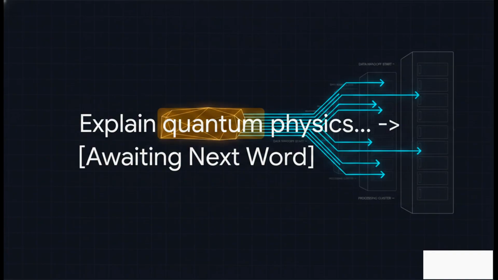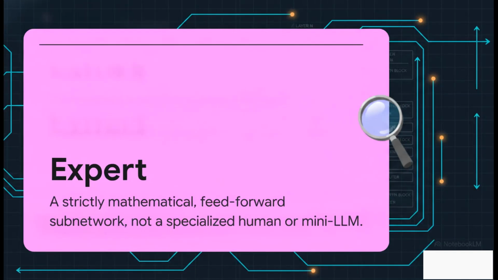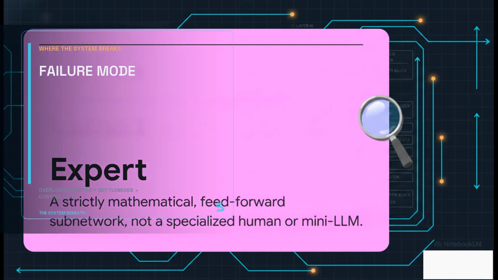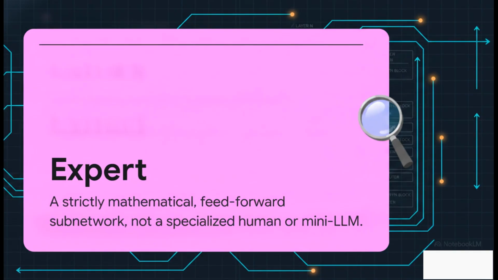You are about to experience a highly coordinated series of physical handoffs. Before we go any further, we really need to clear up a common misconception. When we talk about a mixture of experts, or MoE, an expert is strictly a mathematical feed-forward subnetwork. It's just a chunk of parameters within a specific layer. It is absolutely not a specialized human department, it's not a mini LLM sitting in a virtual room waiting for a question, and no one explicitly tells the expert what to specialize in. It's simply a highly optimized neural network pathway.